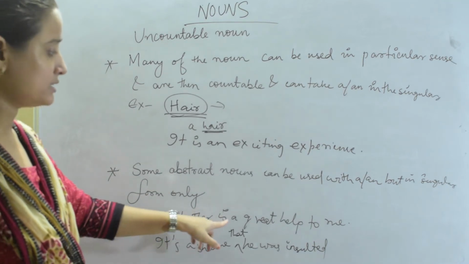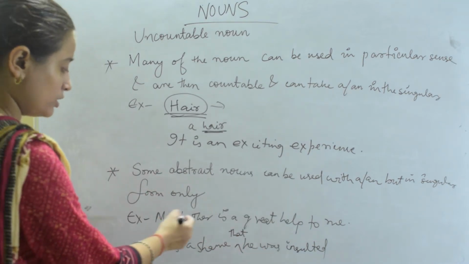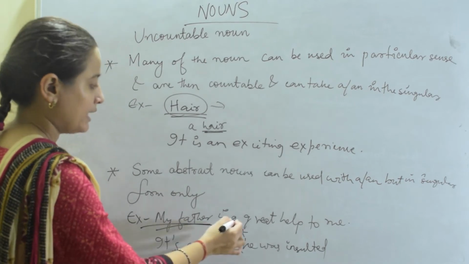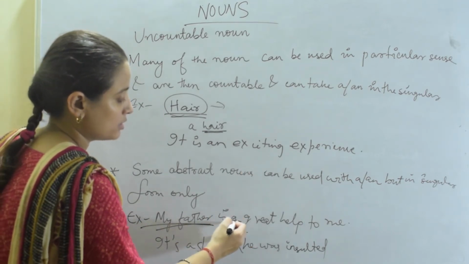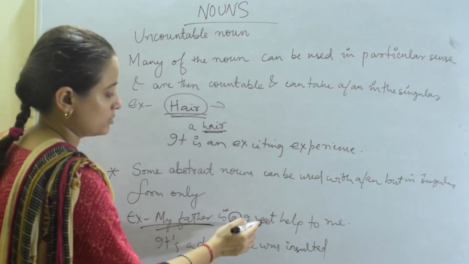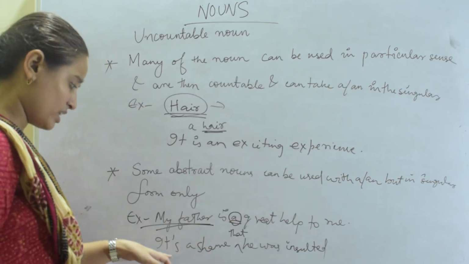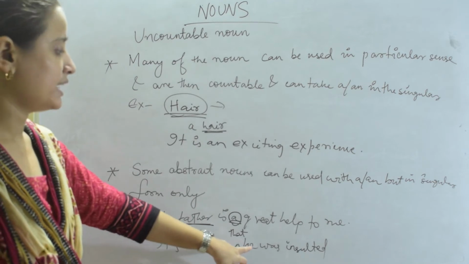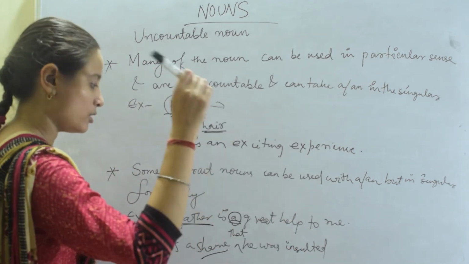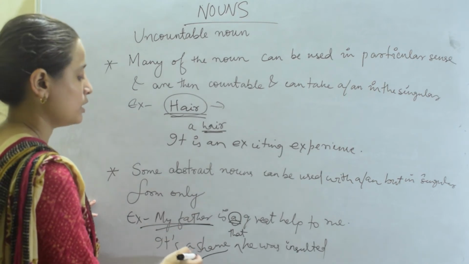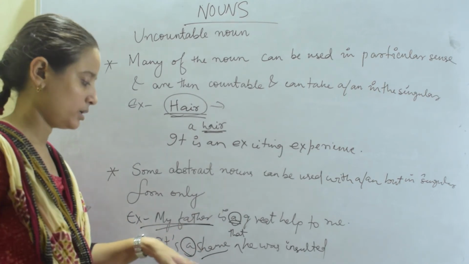Like my father is a great help to me, because I am talking about my father and he was a great help, so I preceded the abstract noun with a. Then comes, it's a shame that he was insulted. I am talking about shame and of a particular guy. So an abstract noun can be preceded by a here.